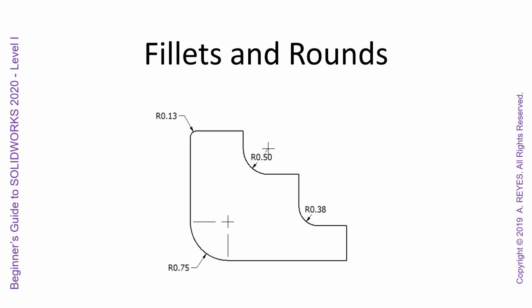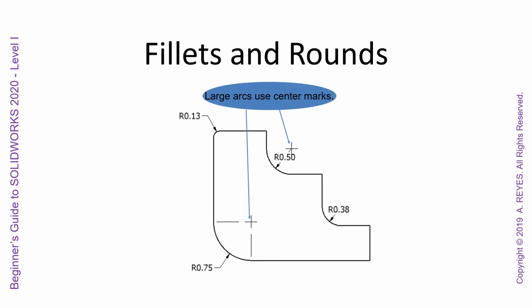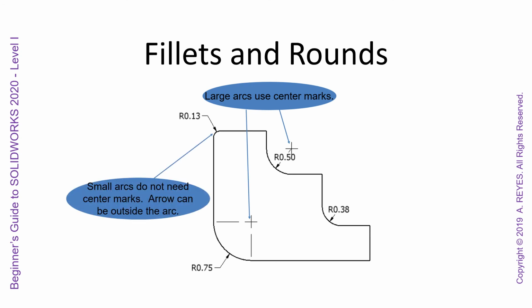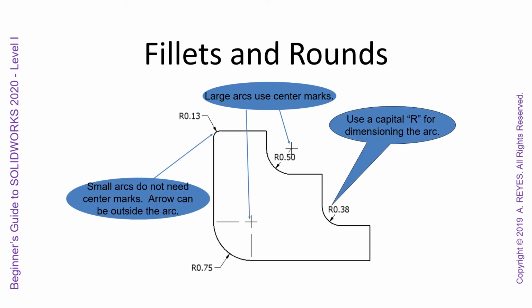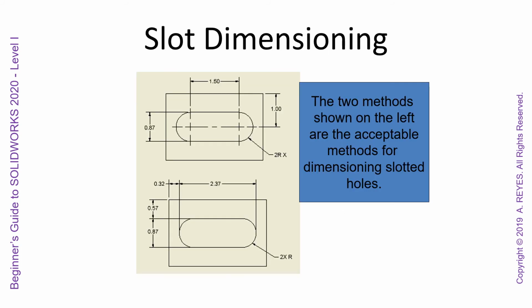Fillets and rounds. You can see the small fillets, they just have a leader going to it. For the larger fillets and rounds, they have the center mark. Center mark, small arcs do not. Conical tapers, so you'll have your 2 major dimensions, your height, and then an angle.